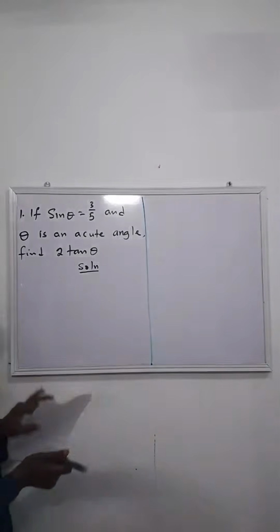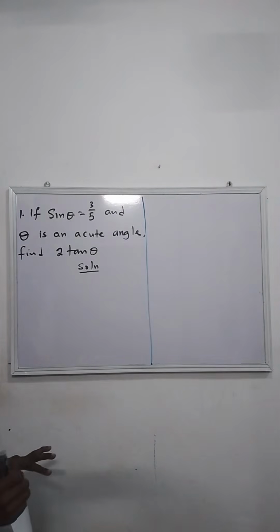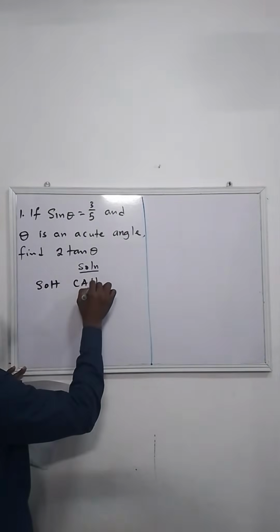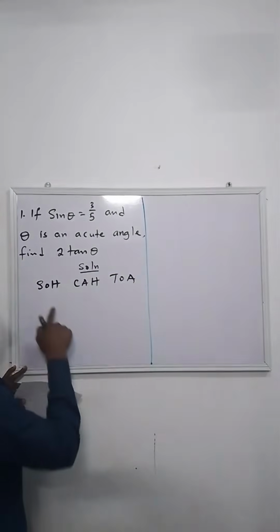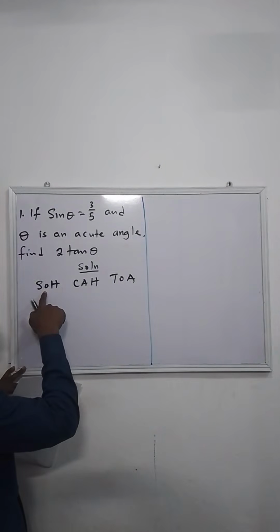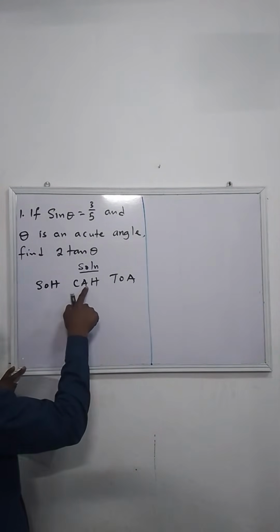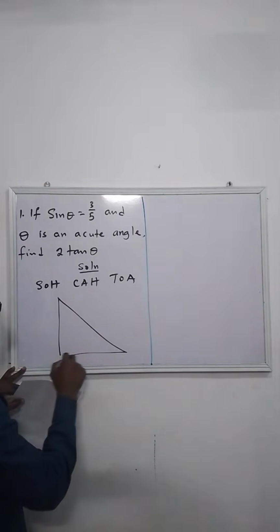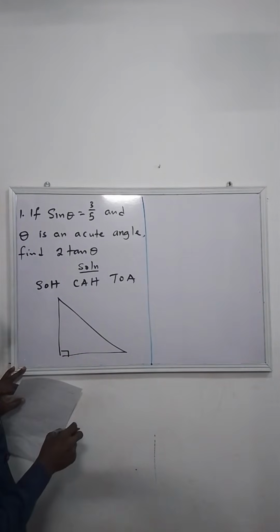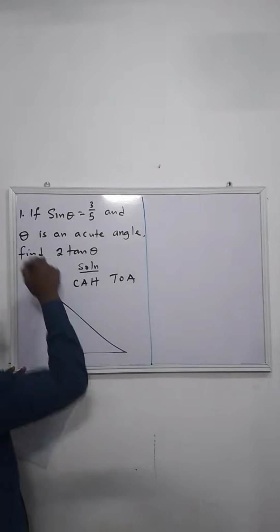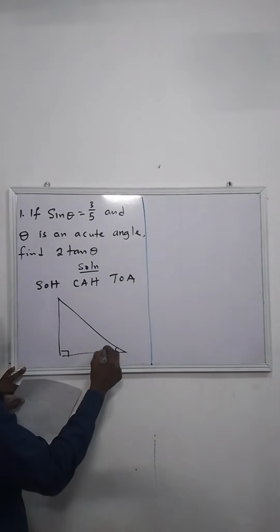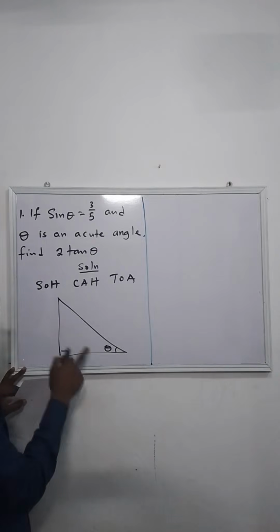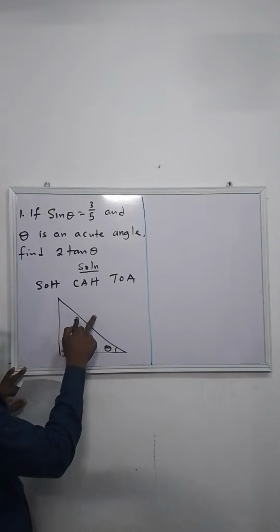The first thing is to quickly recall your SOHCAHTOA, the trig ratios. O represents opposite, H hypotenuse, A is adjacent. So now let's draw our right angle triangle. Angle theta is an acute angle, so we have theta here. This is opposite, this is adjacent, and this is hypotenuse.